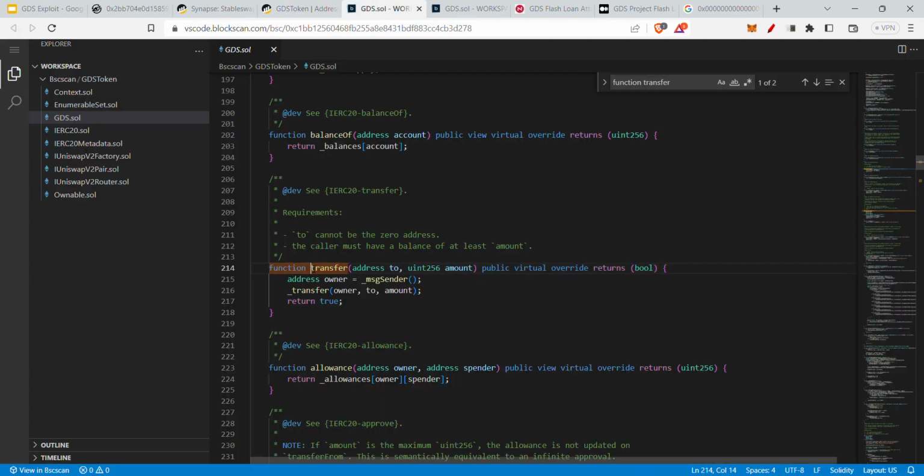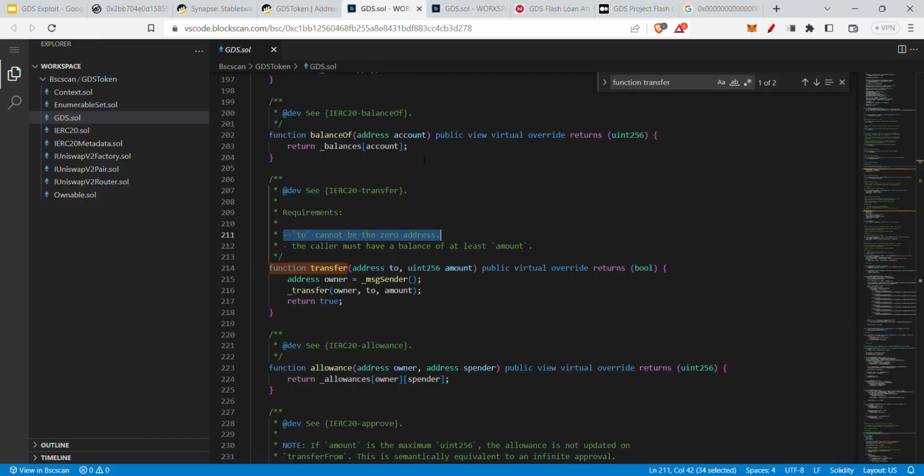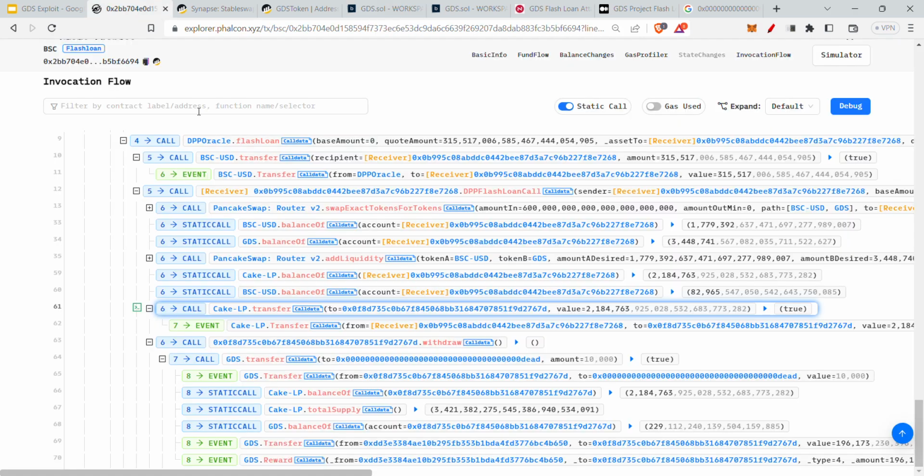So you can see here, transfer takes in the to address and the amount. The to address cannot be the zero address. So there's a difference between the zero address and the dead address. I've taken the liberty to Google here, and the difference is that the zero address is meant for contract creation and burn, and the dead address, it's quite funny, right? It's meant for burning ether. So in transfer, the to address is the dead address, and the owner is you, or rather F8D7.